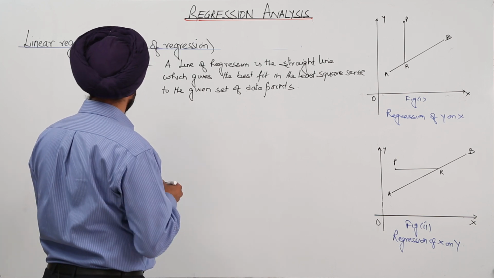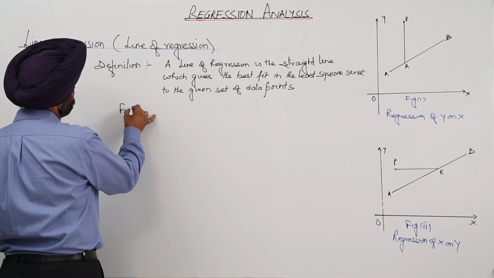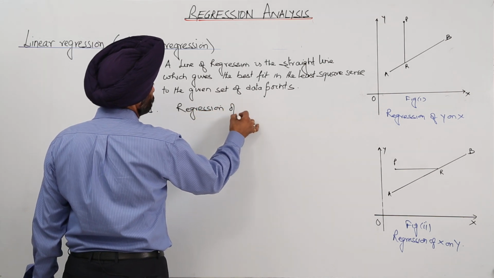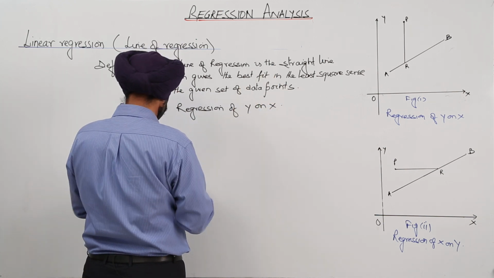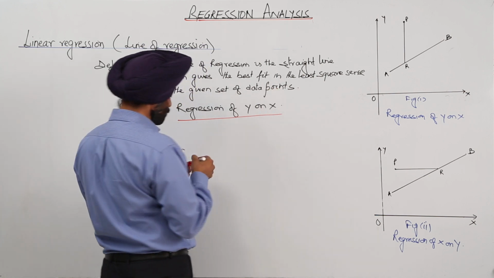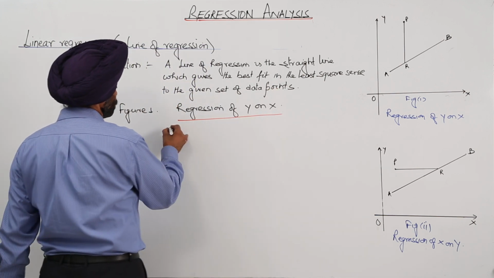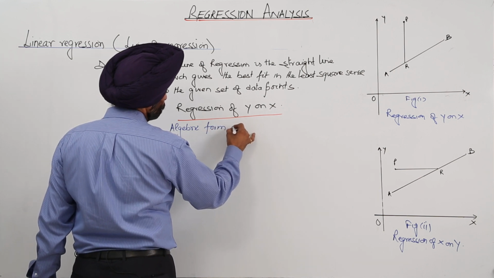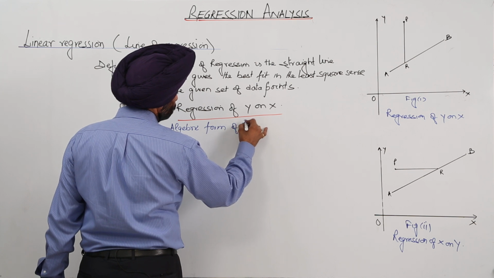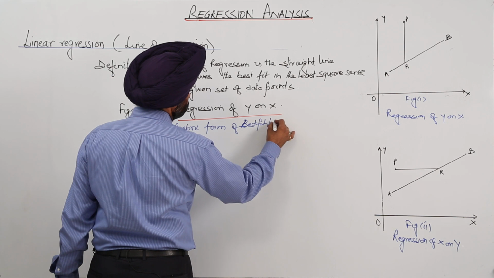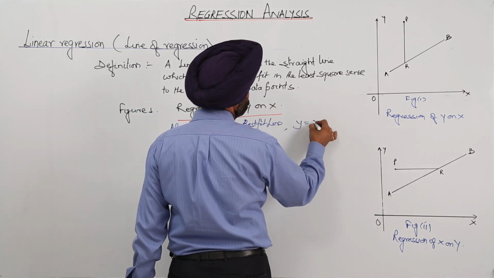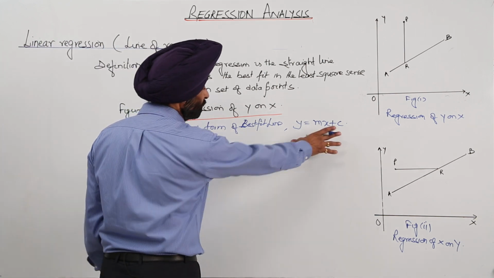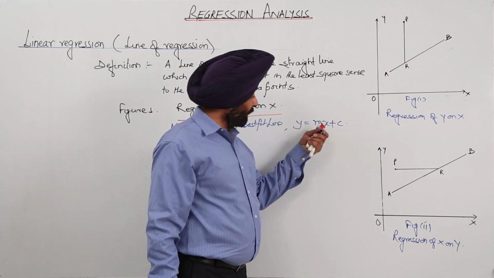Now figure 1 says regression of y on x. Here, the algebraic form of the best fit line, what is it? y is equal to mx plus c. Okay, first thing. Now what does it mean? We have already discussed: y is the dependent variable, x the independent variable, m the slope and c the intercept.